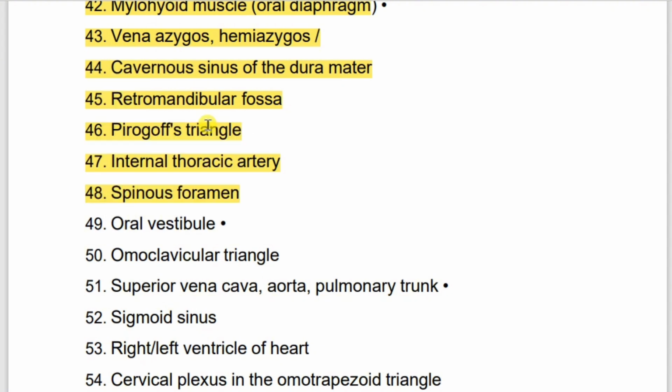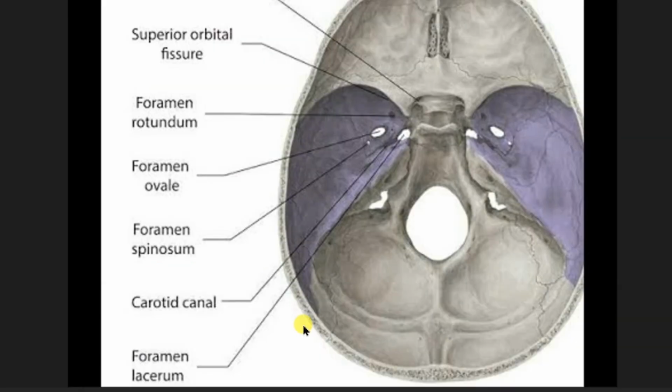So guys, have a look what is it, and from where we can find it. It actually lies in the cranium. As you can see here, foramen spinosum, you can recognize it as it's near the foramen ovale or foramen lacerum. So what is foramen spinosum?